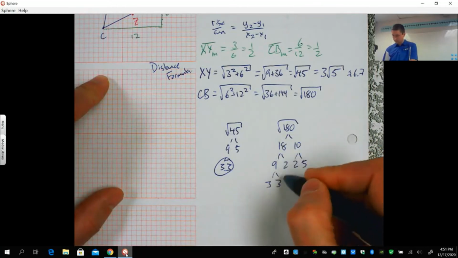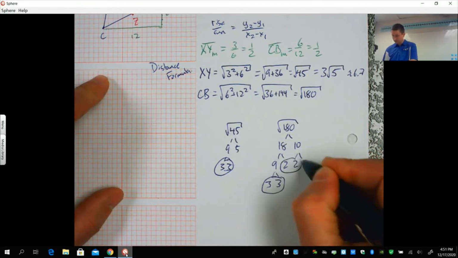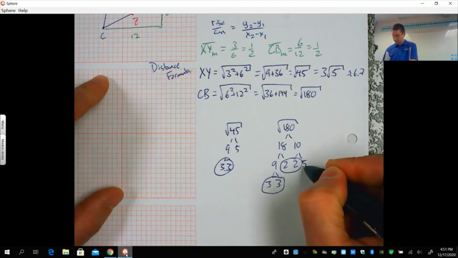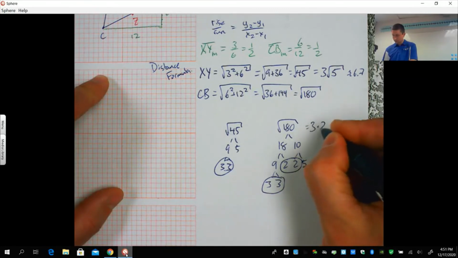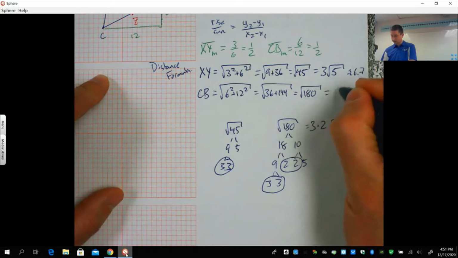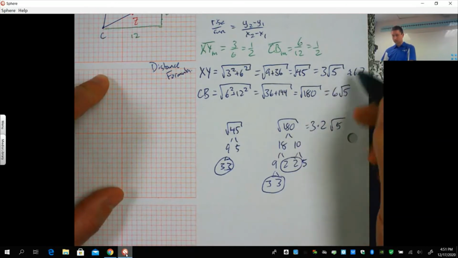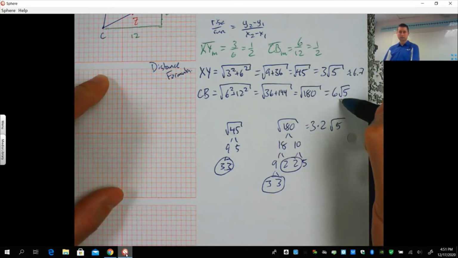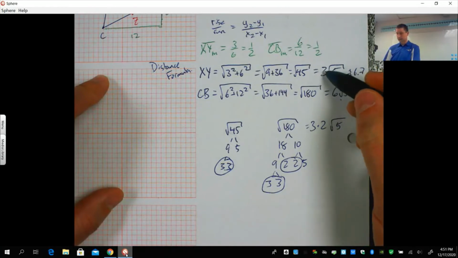So factor tree all the way down, I have a pair of 3's, a pair of 2's with a 5 left over. This is 3 times 2. The pairs go outside to play. Root 5. So this is going to be 6 root 5. So you notice it is twice the value. So that means XY is half of CB.